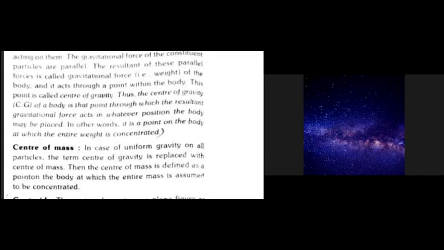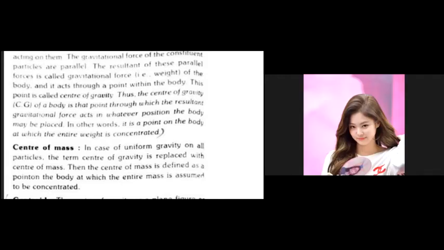The center of gravity, which we represent by CG, of a body is that point through which the resultant gravitational force acts in whatever position the body may be placed, that is, irrespective of the orientation of the body. In other words, it is a point on the body at which the total weight is concentrated. The total weight of the body is concentrated at one point, and that point is the center of gravity.